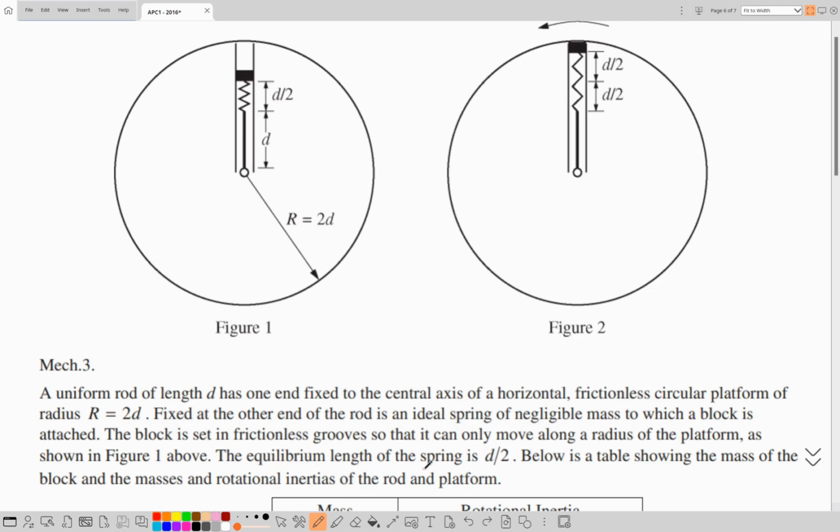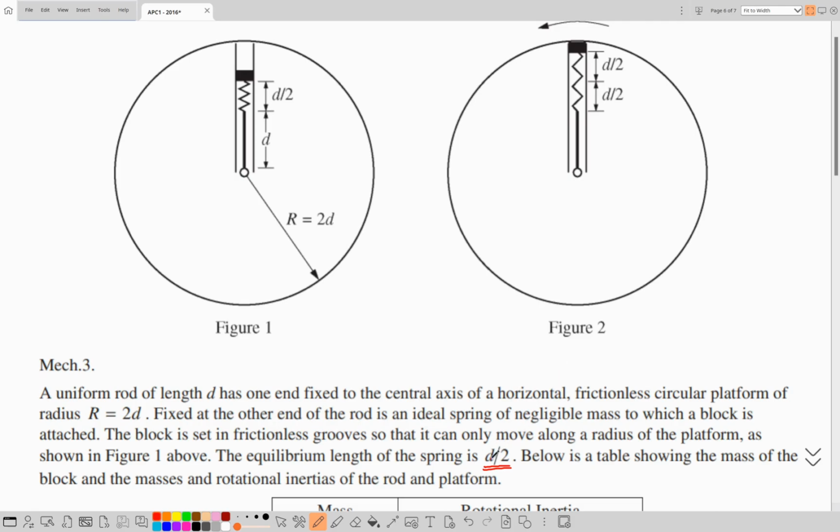The equilibrium length of the spring is d over 2. This is extremely important. Why? Because we should know the equilibrium length of the spring, because whenever there's a spring, it means we need to apply Hooke's law. Because this is an ideal spring, the force would be kx and the energy would be half kx squared. Now what does x represent? X represents the elongation or compression of the spring. So till this moment d over 2 won't enter anything in Hooke's law, because this is the equilibrium length, this is the free length.